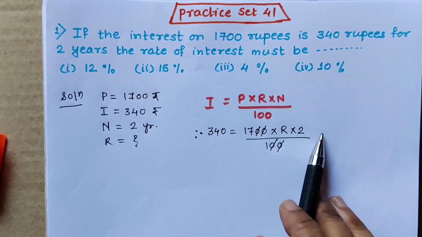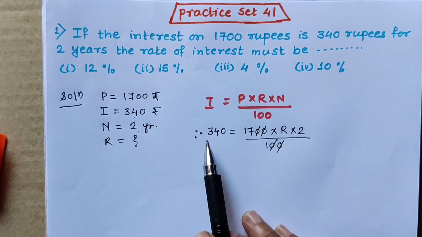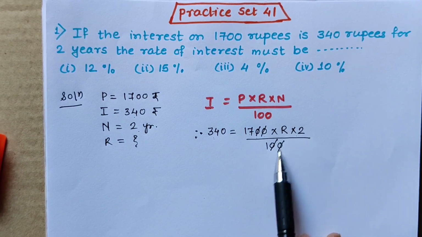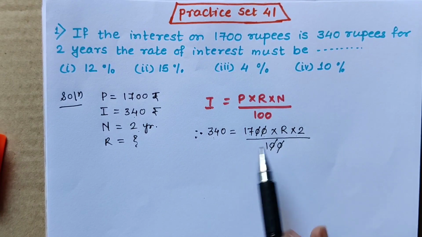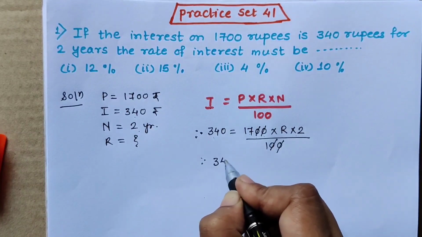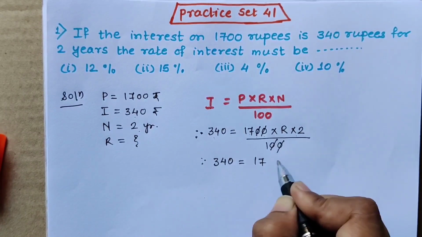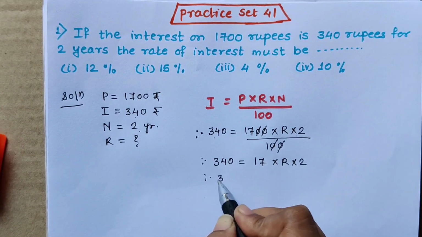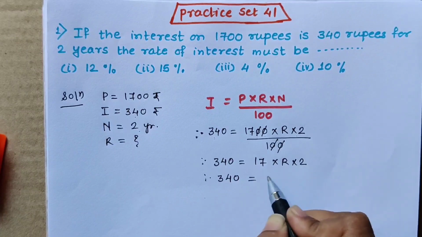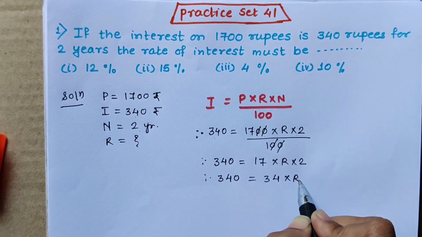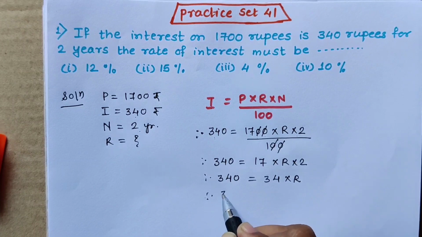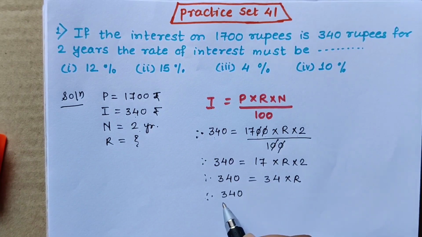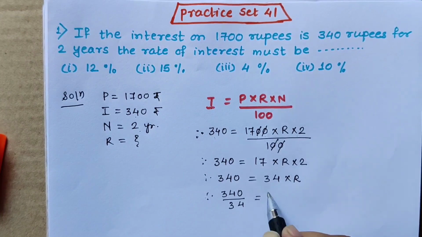This is what I was telling you all, how to solve it orally. I is 340 is equal to 1700 into R into 2 upon 100, and these zeros are getting cancelled, so we will be getting 340 is equal to 17 into R into 2. So 17 2s are 34, so 340 is equal to 34 into R, and if 34 is transferred on this side, it becomes divided by, and is equal to R.